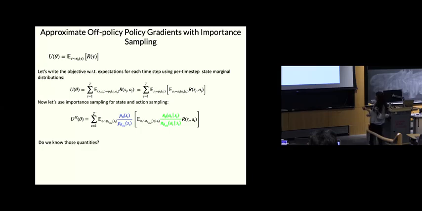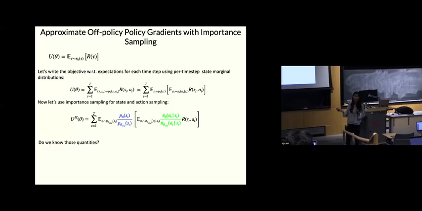Who doesn't know how to compute this ratio? You do not know. Does anybody know how to compute the blue ratio? How are we going to compute it? It's just like the product, right? In the previous slide, the probability of getting to a state.